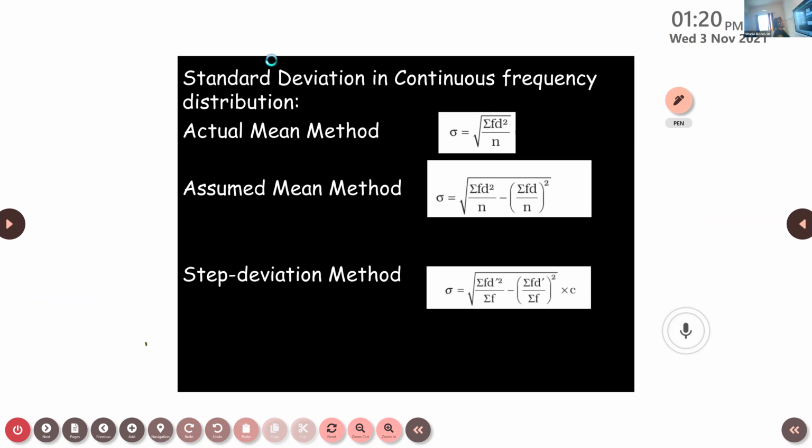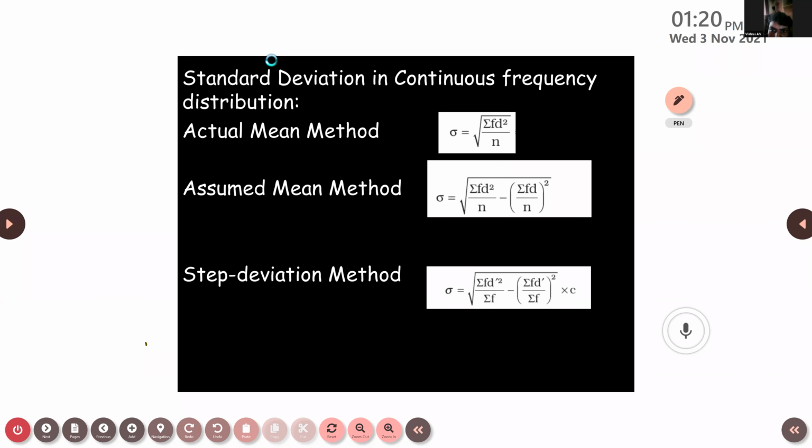So Sanam, can you tell what is the formula for finding standard deviation through actual mean method? Square root of sigma fd square by n. Okay. Vishnu, can you tell assumed mean method?